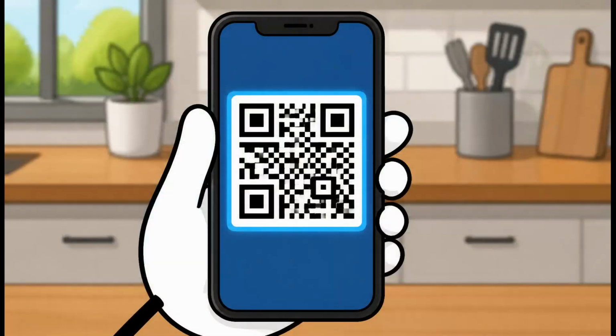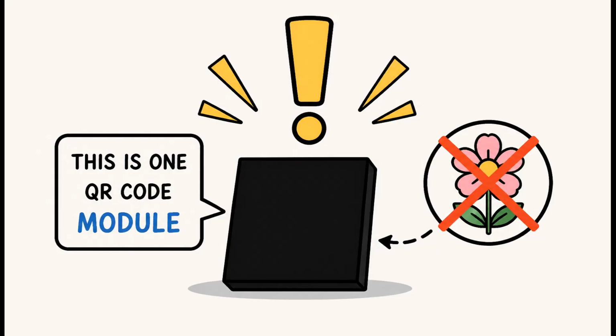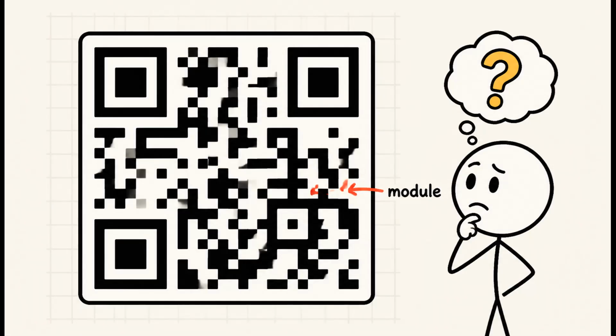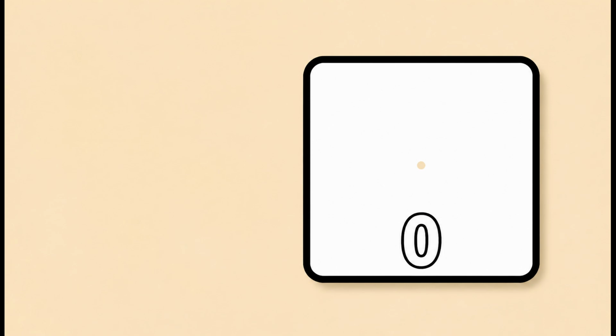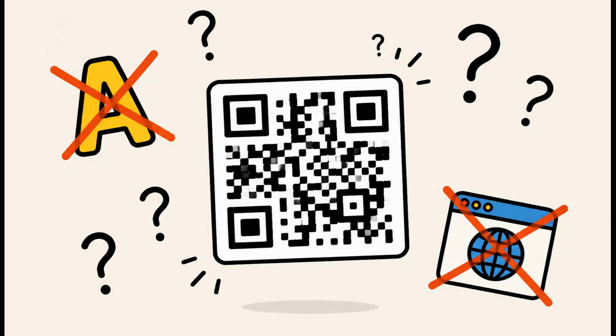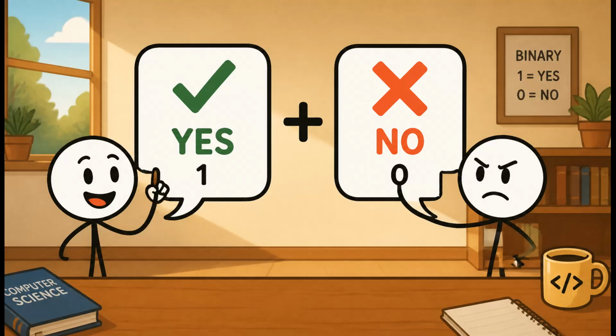The first reveal is simple. Every tiny black or white square is not decoration. Those tiny squares are called modules. A black module can represent one kind of signal. A white module can represent another. Not exactly letters, not directly a website, more like bits, tiny yes or no choices.